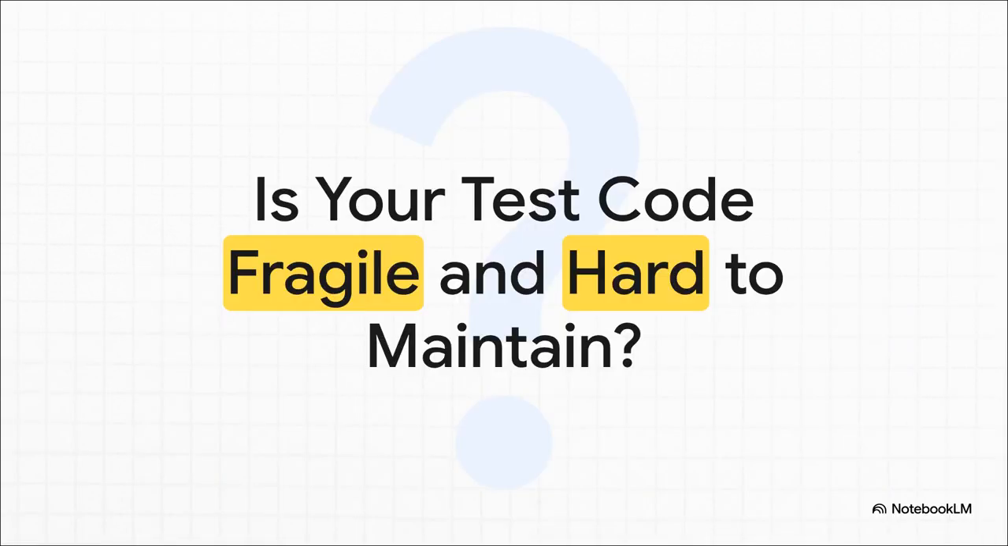Seriously, if you've ever written more than just a few automated tests, you know this feeling. It starts out great, right? Everything's small, it's clean, but then the app grows and suddenly your code is tangled. It's fragile. It is an absolute nightmare to update. And this isn't just you. This happens to everyone. So let's dig into why this happens.